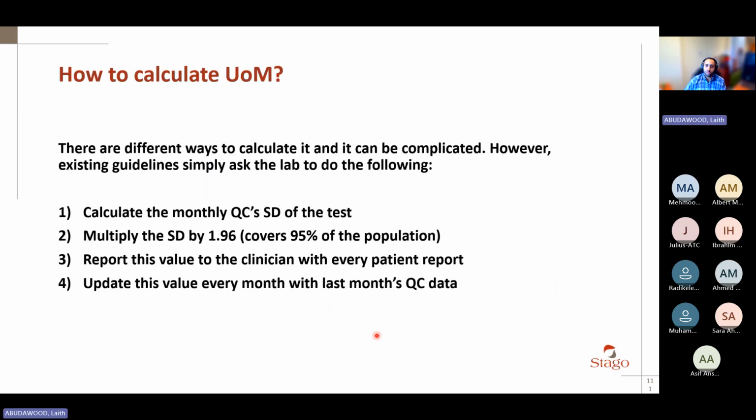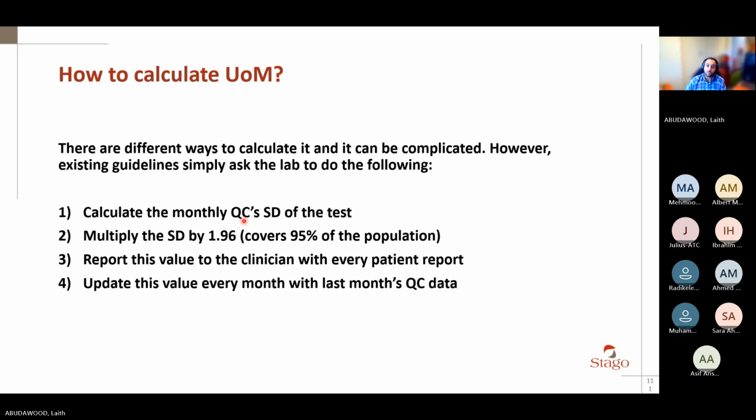So how do I calculate this uncertainty of measurement? Now, there are many different ways and things can get very complicated very quickly, but I told you the whole point of this presentation is to simplify things for your practical use as much as possible. The best way that is currently available, that most people who work in the lab use, is you calculate the monthly standard deviation of your QCs. So I calculate the standard deviation of my QCs, normal and pathological. I calculate the standard deviation for the normal QC, put it aside. I calculate the standard deviation for the pathological, put it aside.